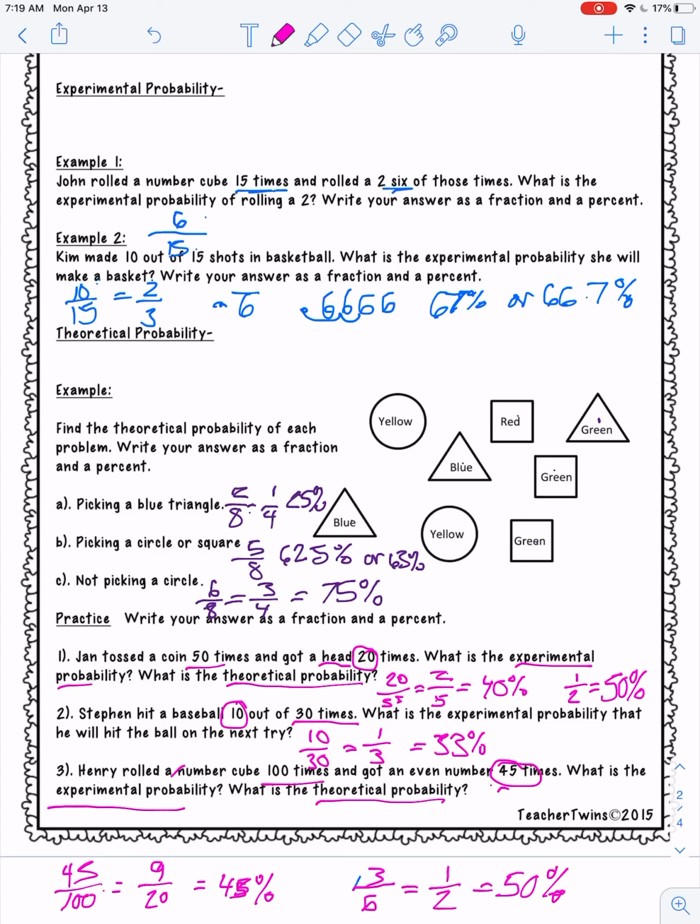So those are the 2 different ways that we are going to be looking at probability from now on. We are looking at either our theoretical probability, so what should happen, or our experimental probability, what does happen when we perform the actual experiments.